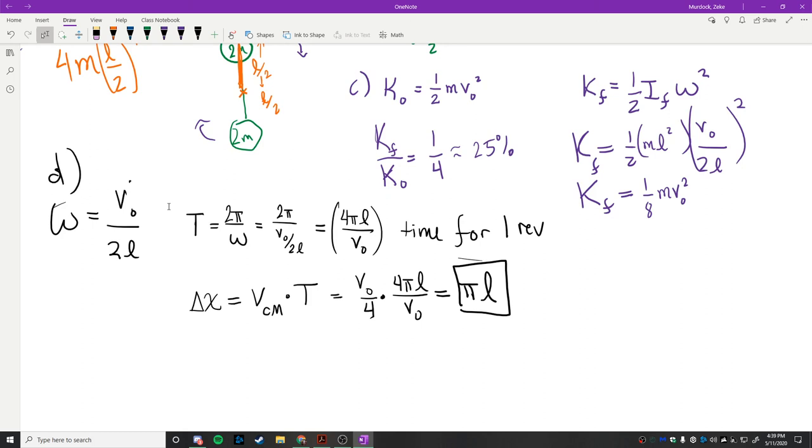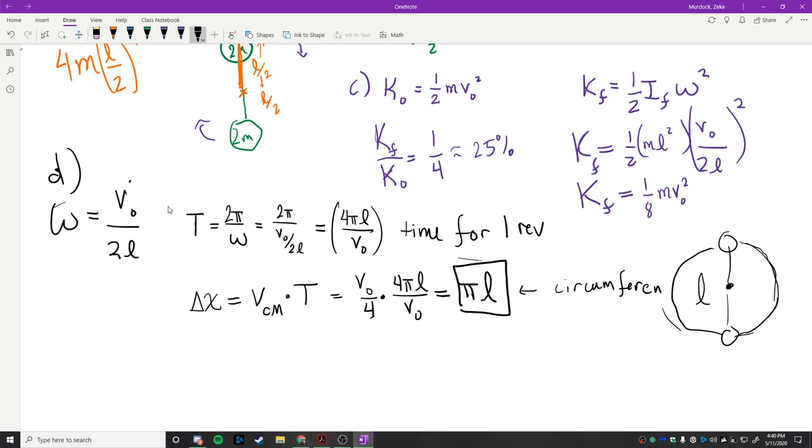So pi times L is actually equal to the circumference. Because you have the system where this is L, right? This is basically the diameter, right? So the distance that it travels is the same as the size of the circumference, right? So literally it rotates this way, and then this way, and then back to where it began, and that distance is basically equal to the circumference.